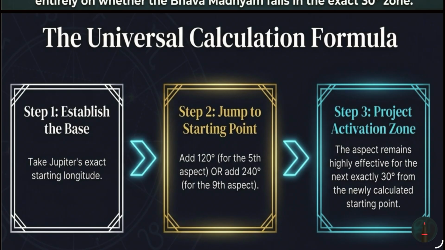What we do is for 5th, we have to take the Jupiter exact longitude, and then if it is 5th, it will be 120 degree to 150 degree from Jupiter's longitude. Similarly for the 9th aspect, it will be from 240 degree to 270 degree. Add these values to the Jupiter longitude, and if it is greater than 360, then we subtract 360 to get the actual longitude where, if a planet lies, it will get the aspect from Jupiter.